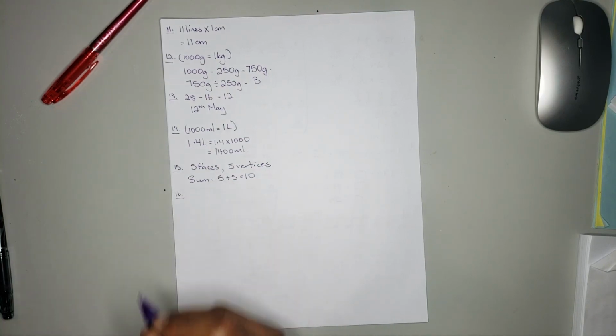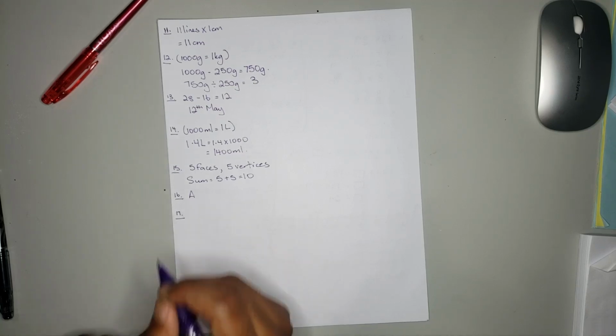Number 16. Which of the following shapes is a rhombus? So a rhombus has no right angles. And the opposite angles are equal as well as the sides are equal. So the answer will be E.